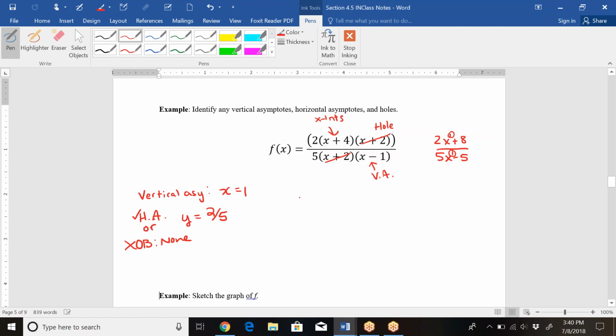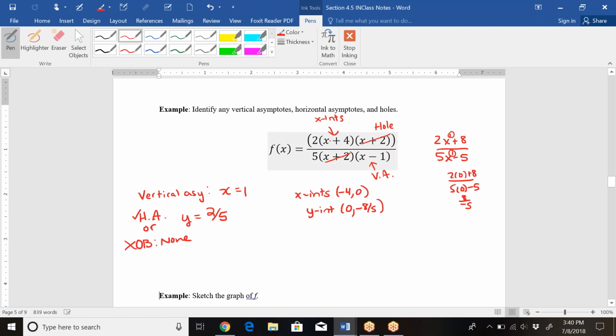We can go ahead and figure out this x-intercept. It's whatever would make that top right there equal 0, which would be a negative 4. Remember, x-intercepts are written as ordered pairs. If you want to figure out your y-intercept, plug in 0 for this part right here, the part that was reduced down. So that'd be 2 times 0 plus 8 over 5 times 0 minus 5. That's going to be 8 over negative 5. So 0, comma, negative 8/5.